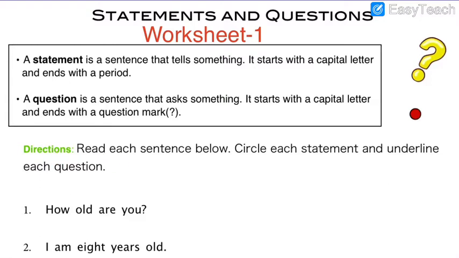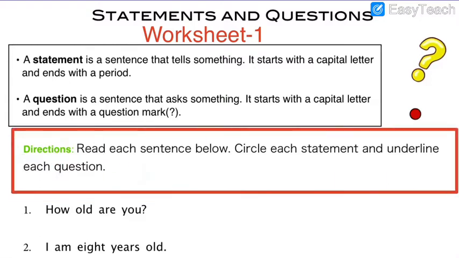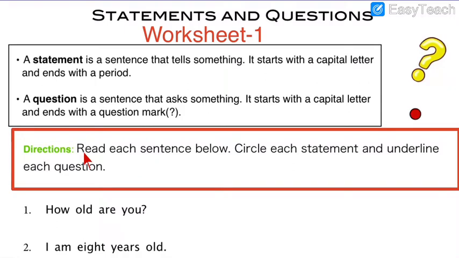What do we have to do? Here the direction is given. What do we have to do? Read each sentence below. Circle each statement and underline each question. Whenever you feel it is a question, you have to underline it. Whenever you feel it is a statement, you have to circle it.